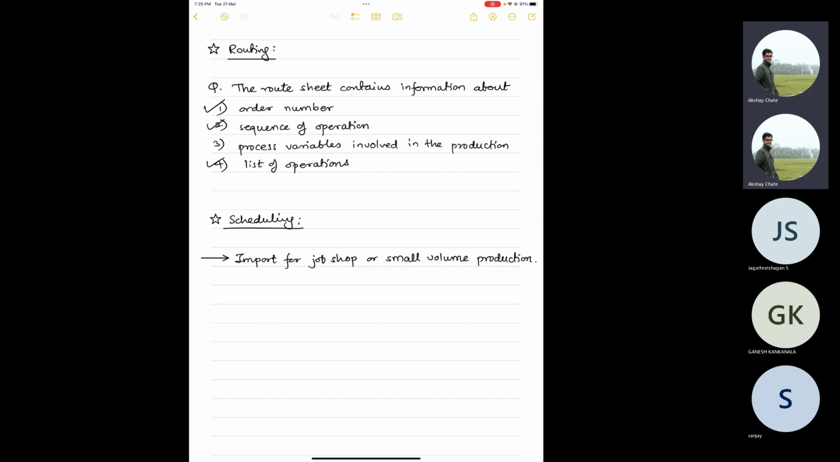So this scheduling and different methods of scheduling are used primarily for small job shops or small volume production, because there you have a number of machines, whereas your production volume is low. So basically you are into a quite specific type of manufacturing, where you are manufacturing a quite specific component.